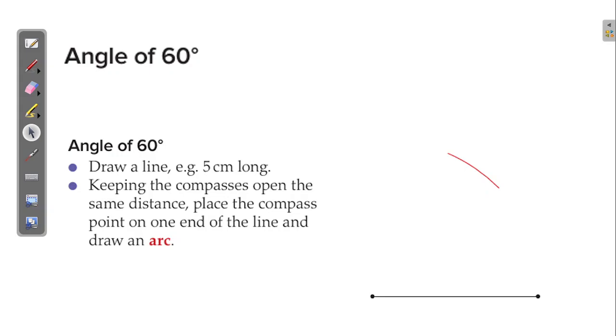Now let's get started with an angle of 60 degrees. How do we construct an angle of 60 degrees? The procedure is that you have to draw a line. The line can be 5 cm, which is not compulsory. Basically just draw a straight line like this.